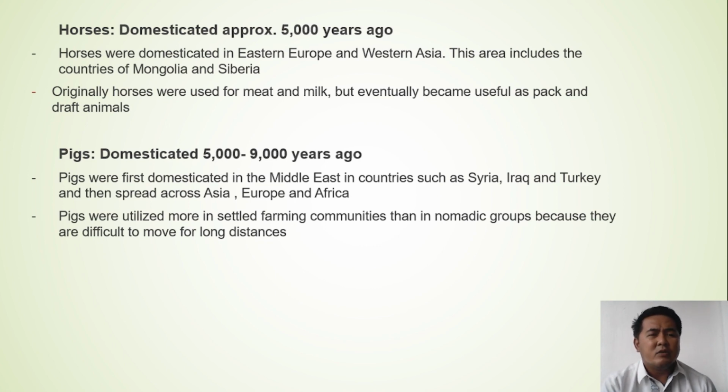Okay? So pigs also were domesticated 5,000 to 9,000 years ago. Pigs were first domesticated in the Middle East, in countries such as Syria, Iraq, and Turkey, and then spread across Asia, Europe, and Africa. Pigs were utilized more in settled farming communities than in nomadic groups because they are difficult to move for long distances.